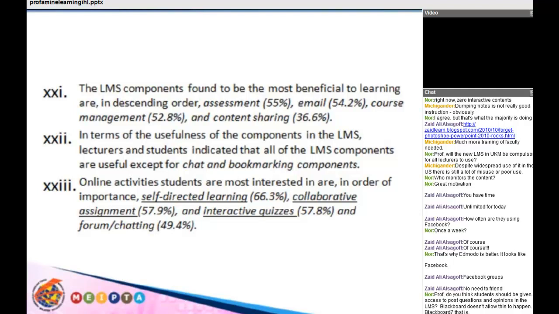I have a question from Noah here. Prof, do you think students should be given access to post questions? Of course. I think it is very necessary for us to get feedback from students, and it would be good if you can also get them to create content and share it with their colleagues, with the world, and embed this in your LMS. I think that should be the way forward.